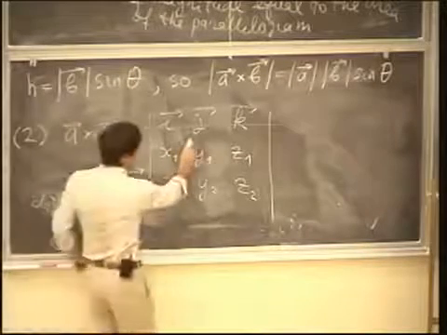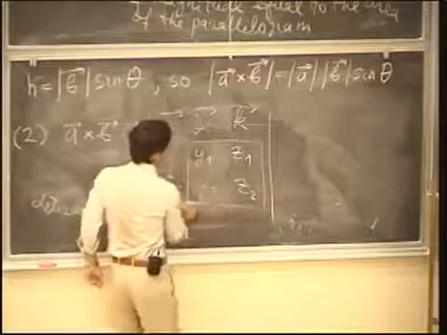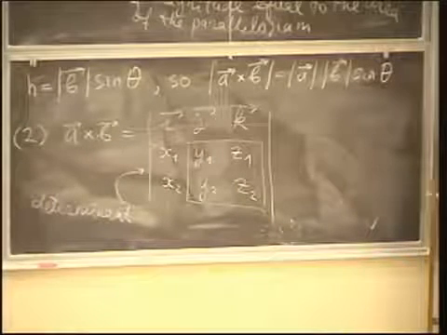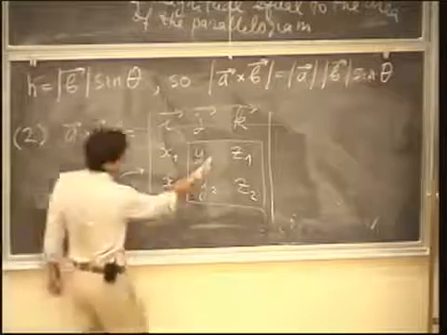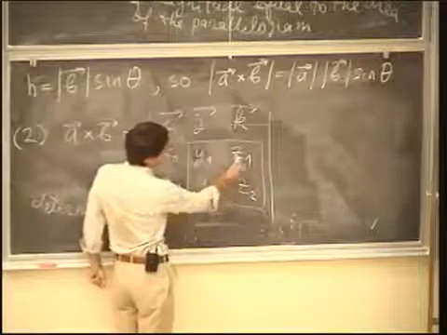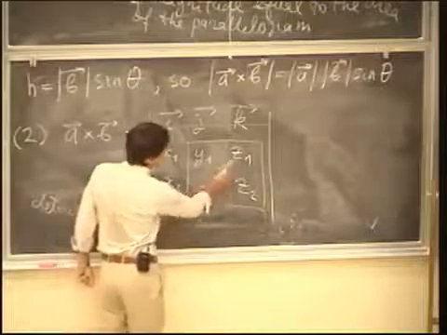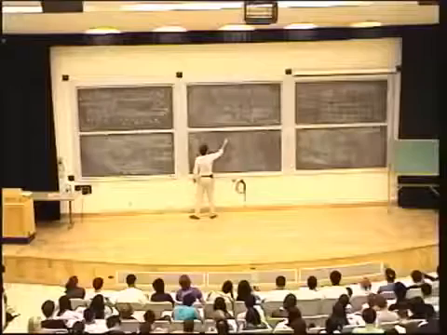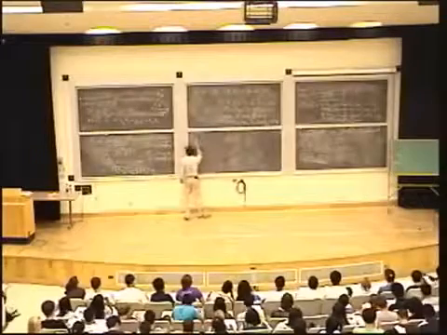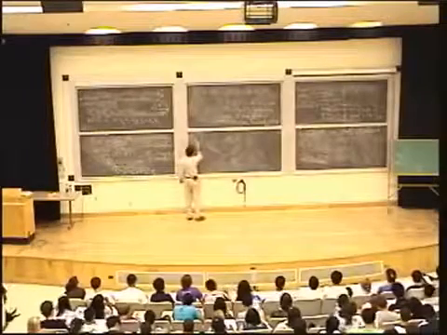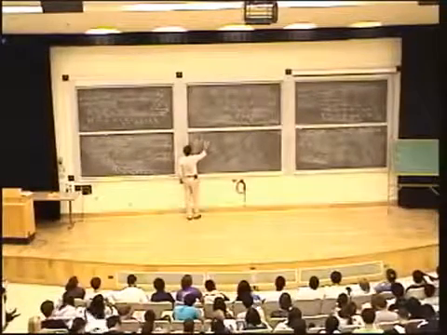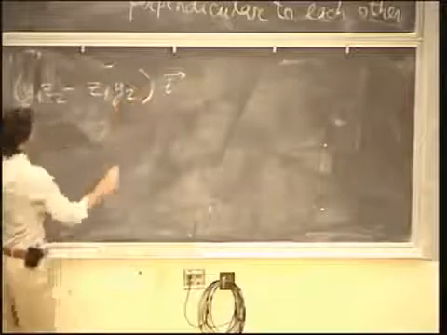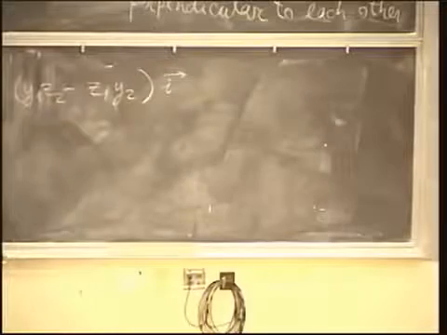So what remains is this 2 by 2 square. And in this 2 by 2 square, you take the product along this diagonal minus the product along this diagonal. So this minus this. In other words, what you have is i multiplied by y1 z2 minus z1 y2. This is the first term.